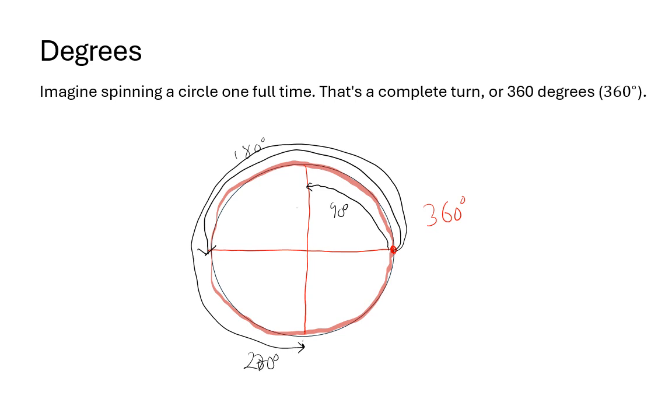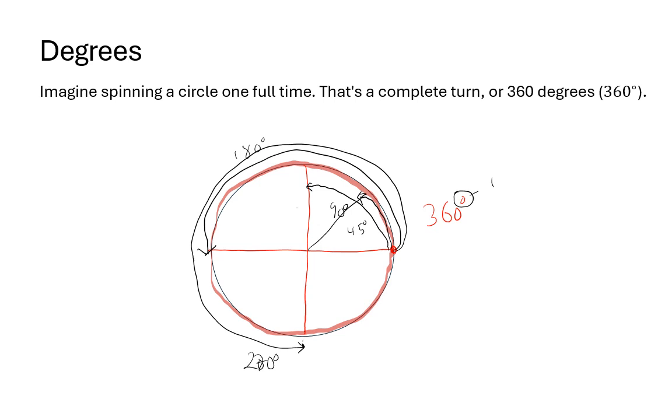So this is how it's measured with this symbol, what we call degree. So 360 degrees, 180 degrees, 90 degrees or 270 degrees. And if you turn like here is 90 degrees, if you turn half of this, then this will be 45 degrees. So this is how angle is measured.